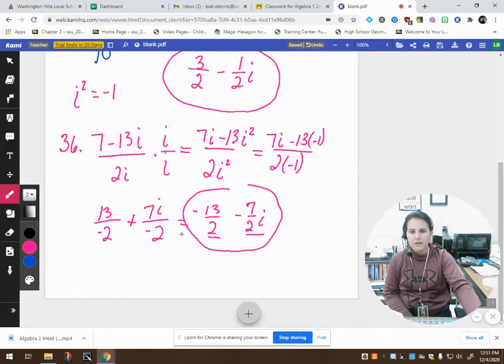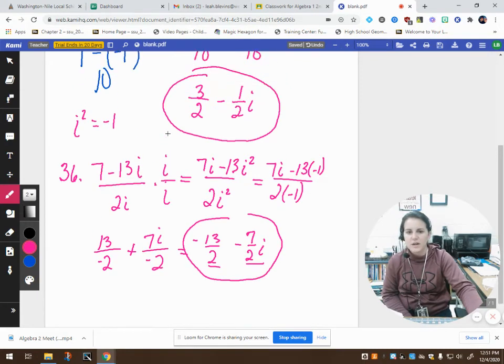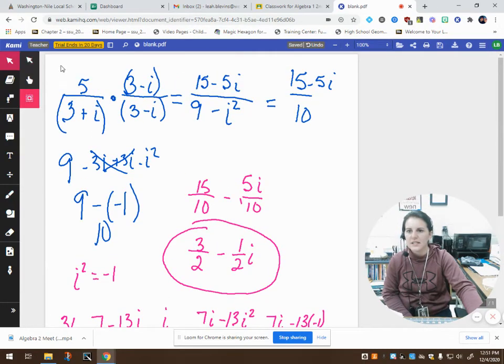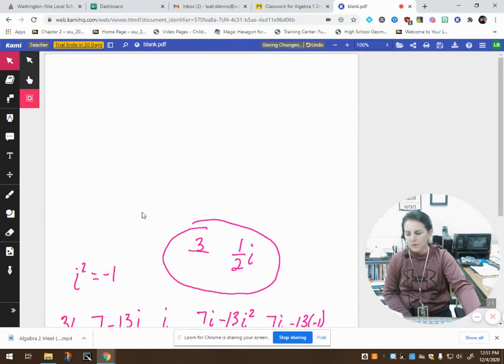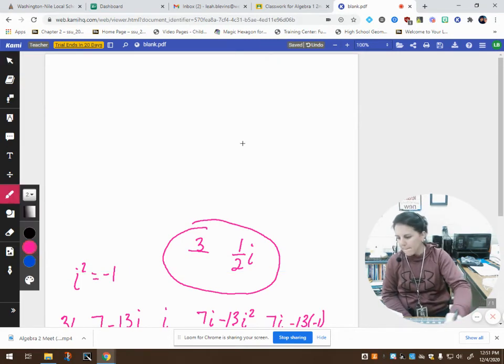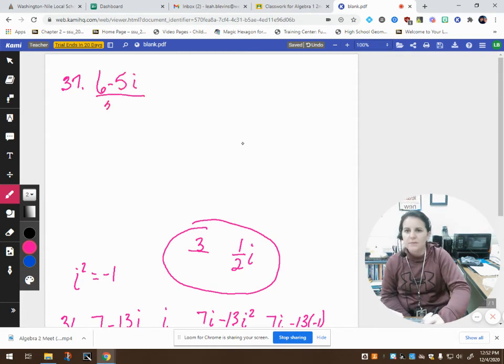Okay, so number 37 is very much like this. So I'm going to erase some of this and try again. Let's try number 37. I've got 6 minus 5i divided by 3i. So again, I don't need to do the conjugate because I don't have two terms. I've only got the one term in the bottom. So I'm just going to multiply top and bottom by 1, fancy 1 in the form of i over i is 1. Again, trying to reinforce that.